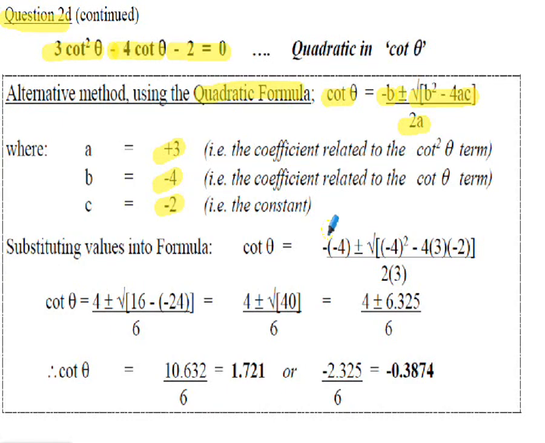I will let you go through the process of doing the quadratic formula. What you should end up with is cot theta is equal to 1.721, or cot theta is equal to minus 0.3874. So those are our two ratios we need to consider.